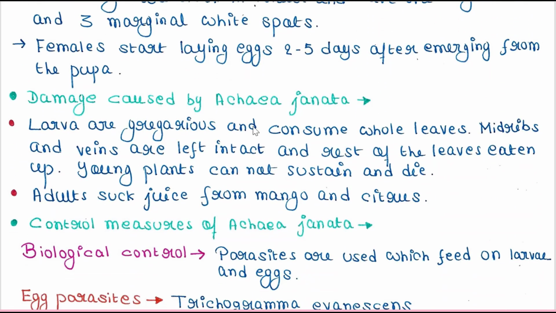Now damage caused by this insect. So larvae are gregarious, that means they attack in groups and they consume whole leaves. Midribs and veins are left intact and the rest of the leaves are eaten up. So they don't eat midribs and veins. Other than these, they eat everything. And young plants cannot sustain this loss and they die. Adults suck juice from mango and citrus. So they mainly get their juices from mango trees and citrus, lemon trees.